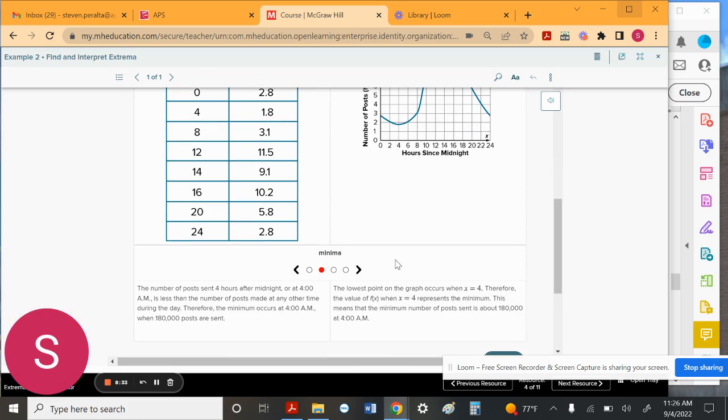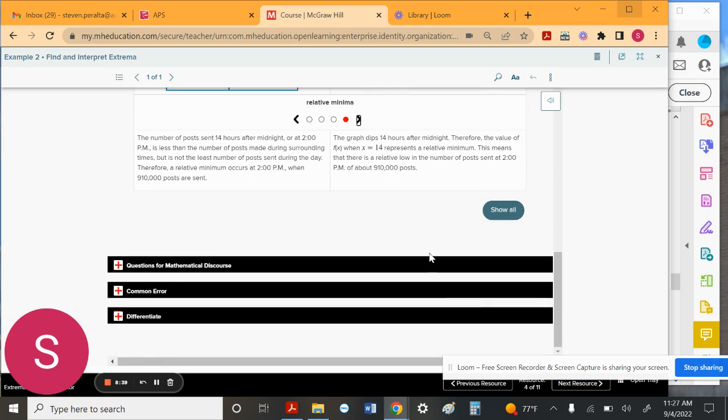Okay, so it kind of gives me some points as we go through it. It's just going to tell me where they all are and the relative min. So that's it. Okay.